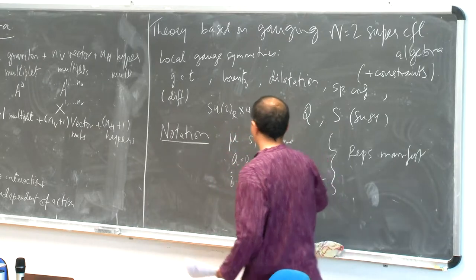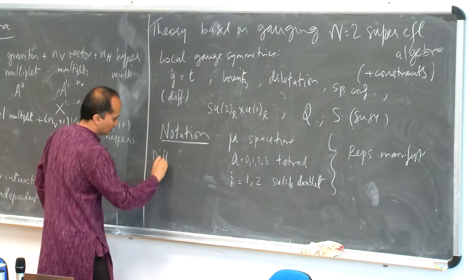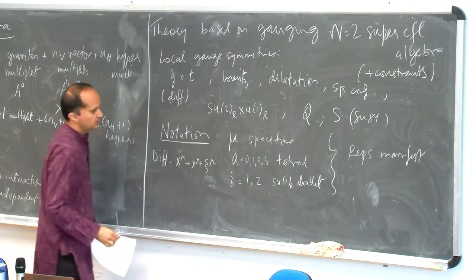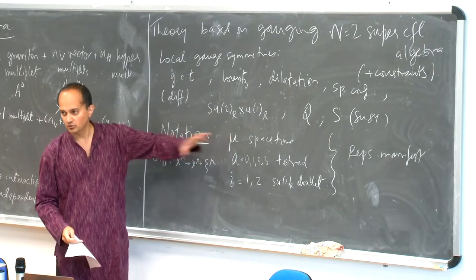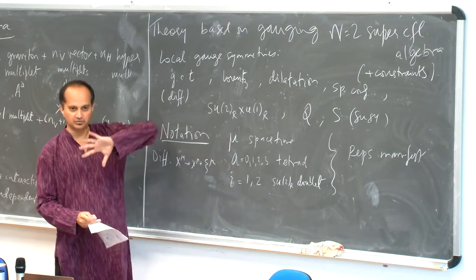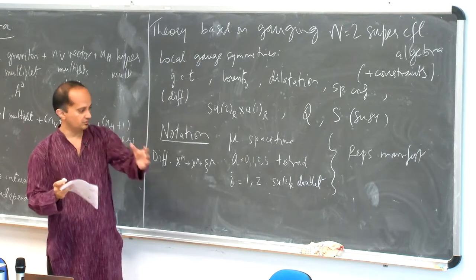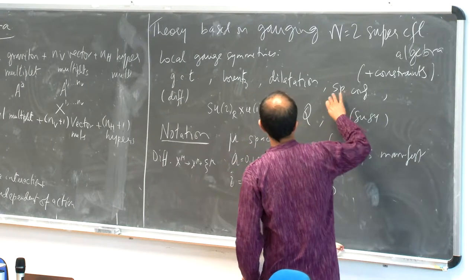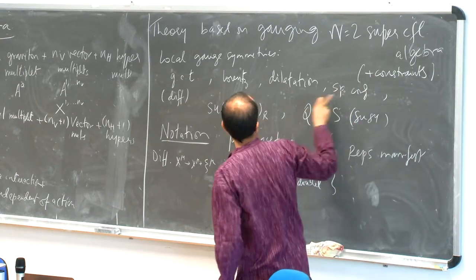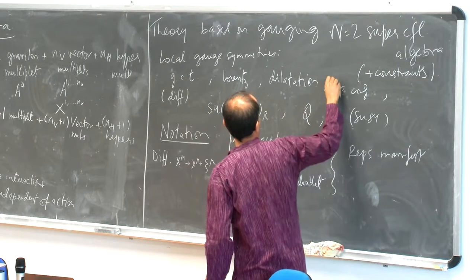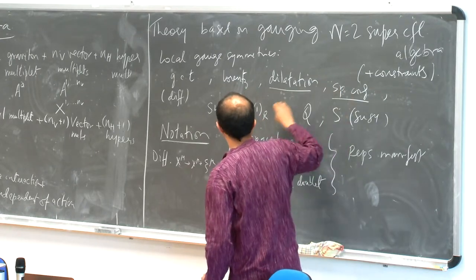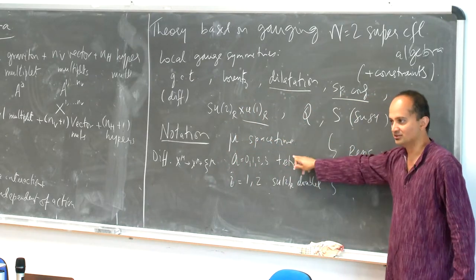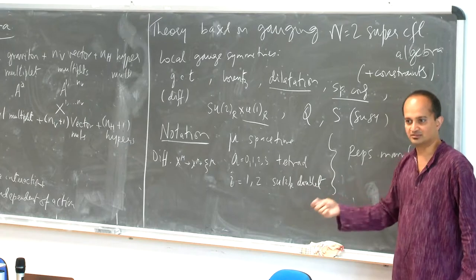So let me even say this. So diff, I'll just remind you, these are all basic things, x mu goes to x mu plus c mu. So the mu index tells you how the local translations act. The A index tells you how the local Lorentz transformations rotate the field. And then you're left with, so this one gets gauge fixed. You also have to say how this acts. So this one and dilatation and U1R and Q and S are not manifest from just the letters here. And so you actually have to say what those things are.